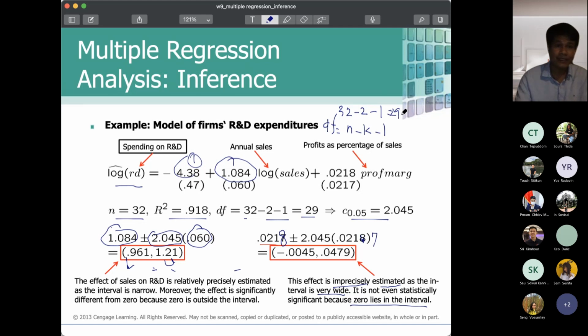Clear? Thank you, Chair. So again, K, or 2, is the number of independent variables that you employ in the model.